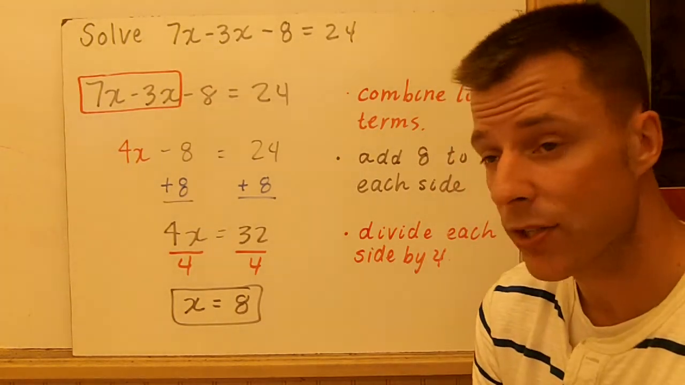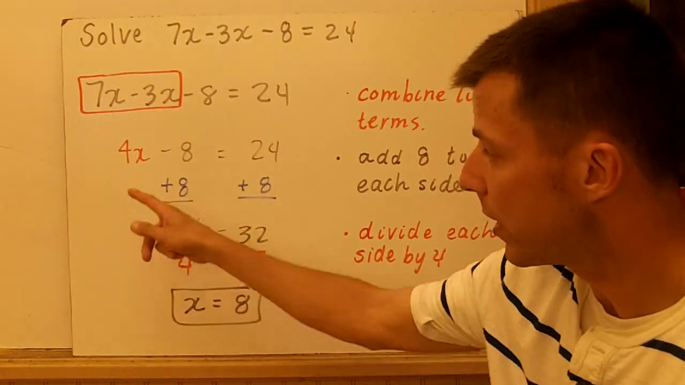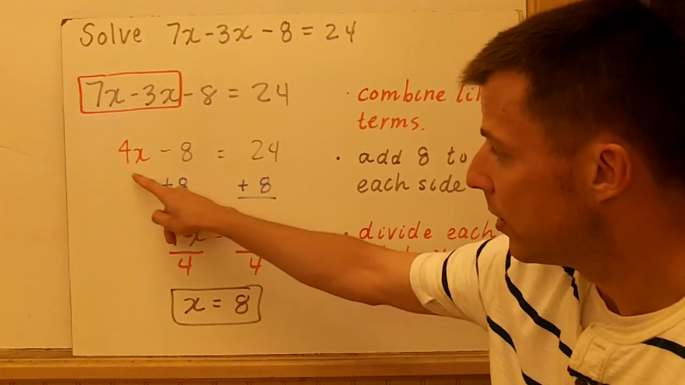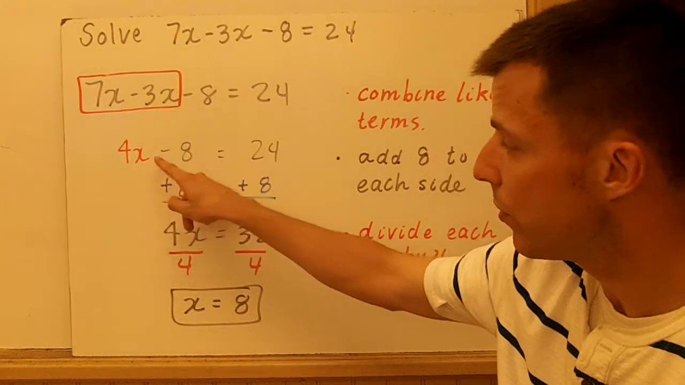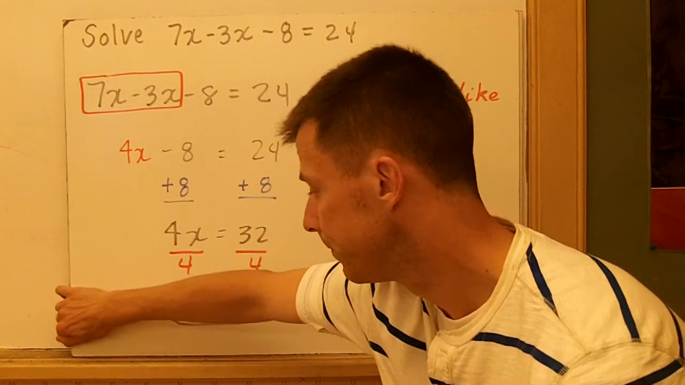To check if my answer is correct, I could go back up and plug 8 in for each x, or I could start here on this two-step equation. 4 times 8 is 32. 32 minus 8 is 24, so my answer would be correct.